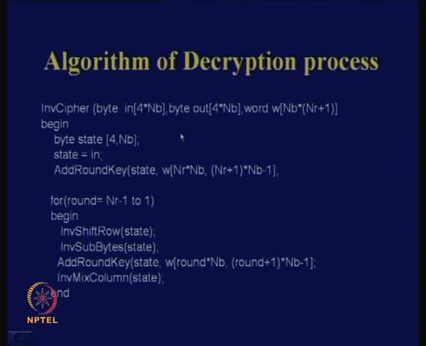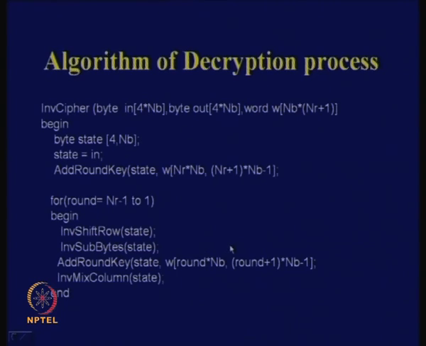So the algorithm of the decryption process, if I just do a straightforward thing, would have been this: you take your input, store it, and then you do an add round key with the last round key, right? And then you follow that up with your inverse shift row, inverse sub byte, add round key and inverse mix column. So you see that the ordering of the operations is essentially changed, right? Even if I have designed these blocks, I require a completely different piece of hardware to do the decryption compared to your encryption, right?